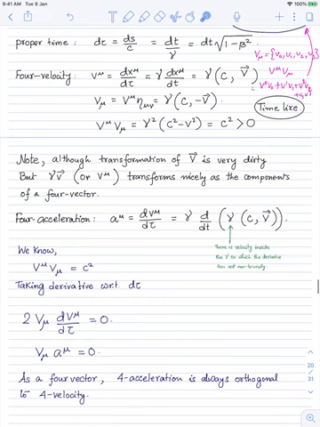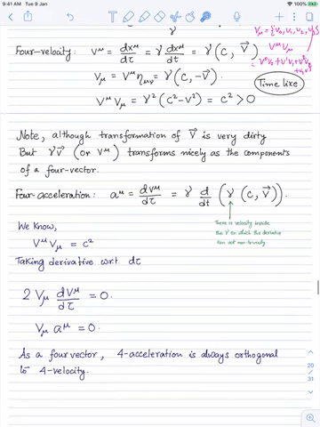There's one feature about the 4 acceleration that is important. If we take the 4 velocity and take the inner product between the vector and the co-vector, if we dot them, then we get c squared. This we have seen here. We've seen that we get c squared.